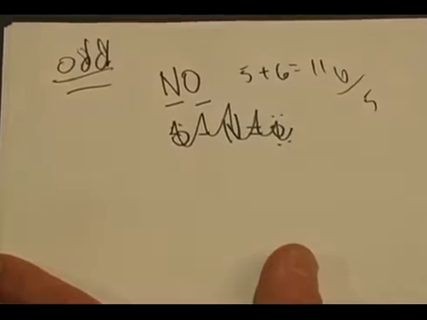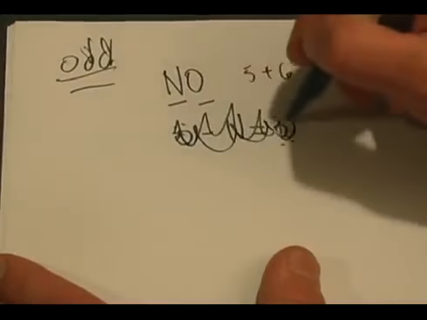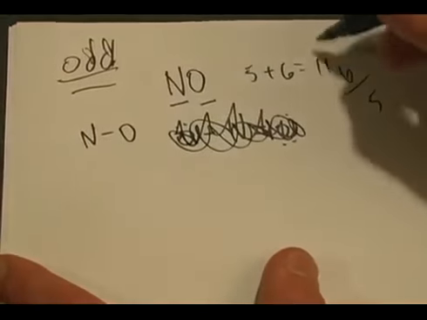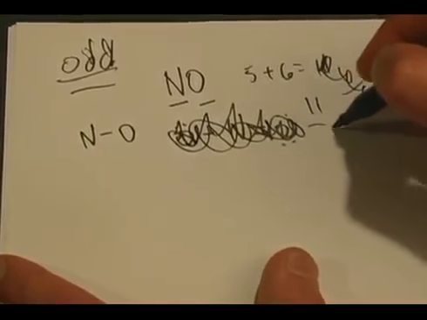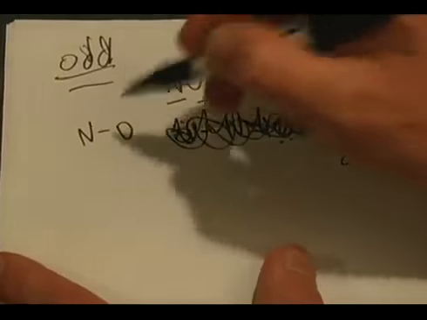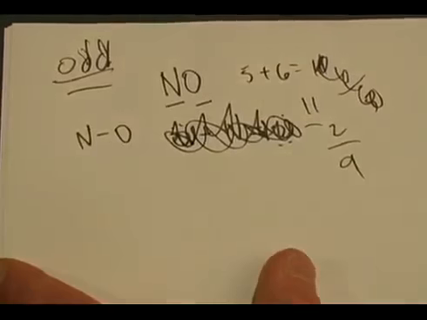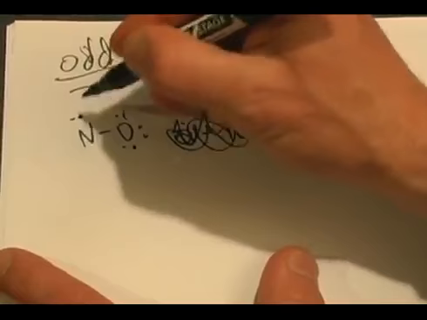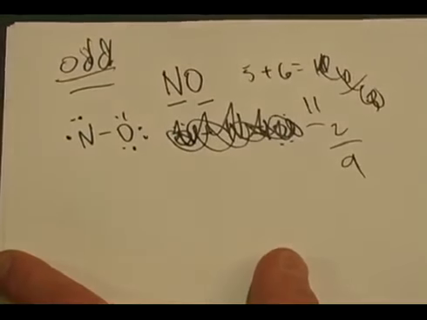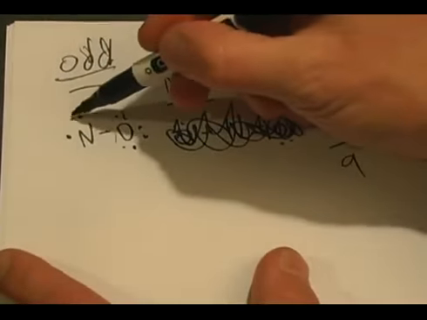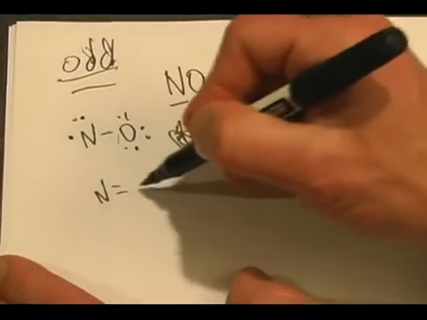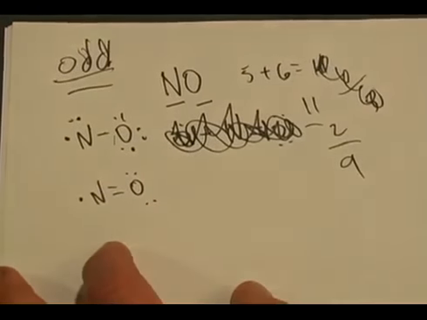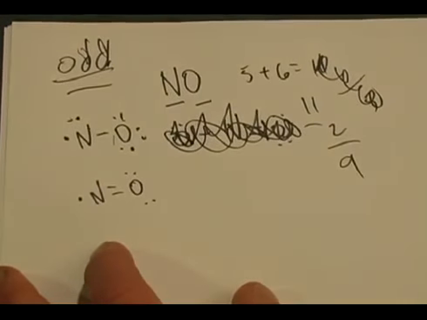Let's try again. Whoops, I drew too many oxygens there to start with. Let's try that again. NO, 1 bond. 11 total electrons minus 2, that leaves me with 9. Should I try a double bond? I'm not sure. How about this? 2, 4, 6, 8, 9. That might work. That leaves me with 2, 4, 5 on nitrogen. How about a double bond? 2, 4, 8, 9. That still leaves me with an odd number of electrons on nitrogen.